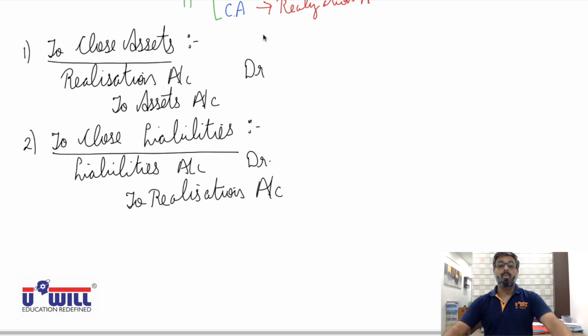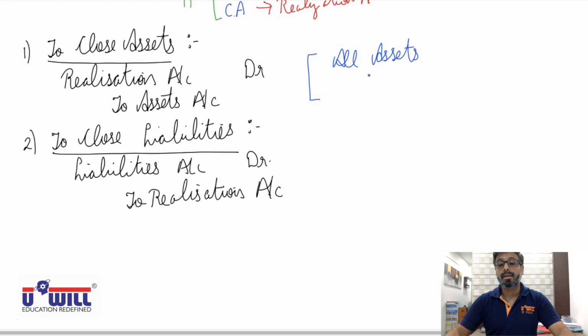Okay. Now one difference is there. In assets, we have to close all assets, whether taken over or not. Means new company, transferee company, whether the new company takes over the asset or not. All assets will be closed and transferred to realization account, whether taken over or not.